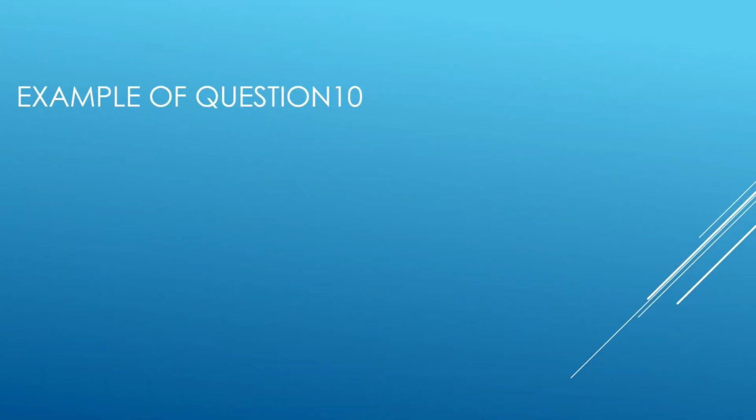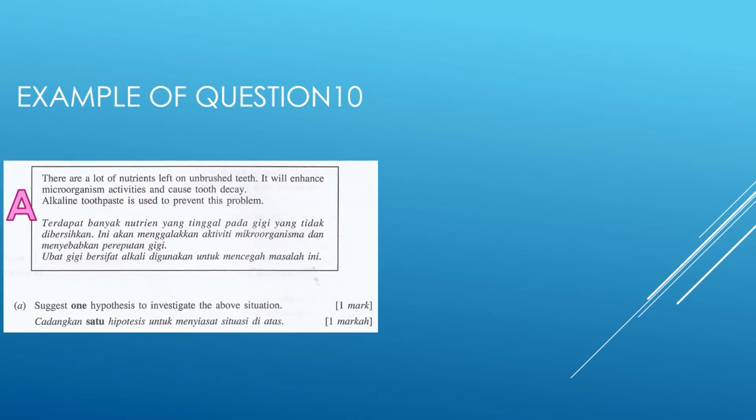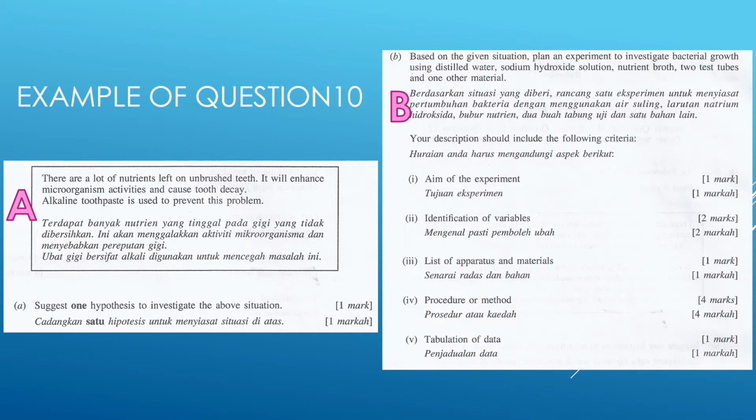Question 10 consists of two parts. Part A will give you a situation. You need to link the situation to the science concept that you have learned. Suggest a hypothesis from the situation. Part B requires you to plan an experiment based on the hypothesis in A and the apparatus and material that is given in the question.